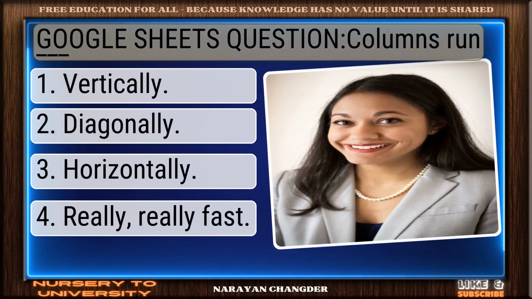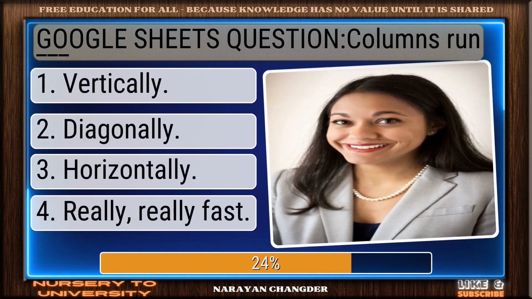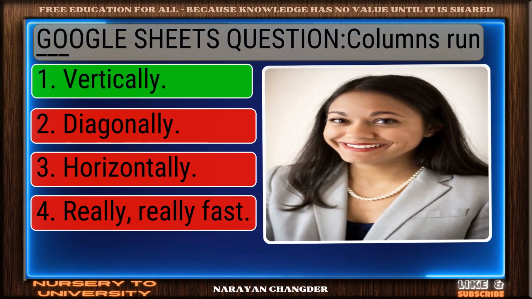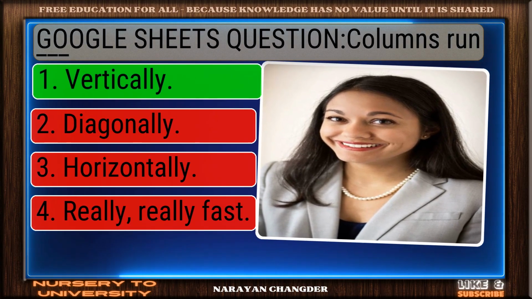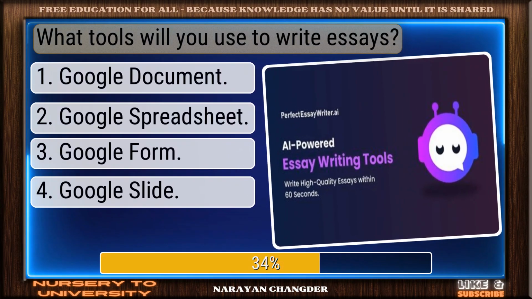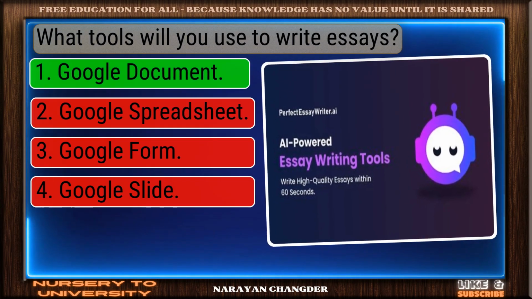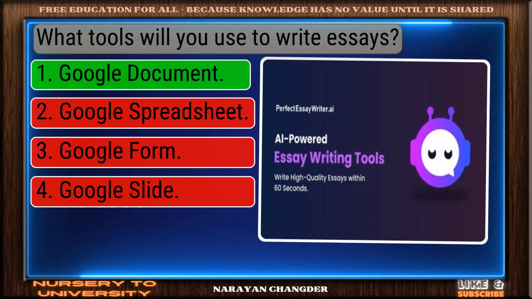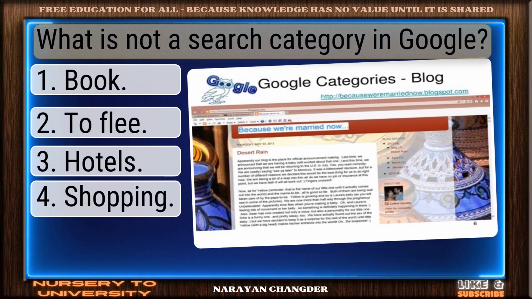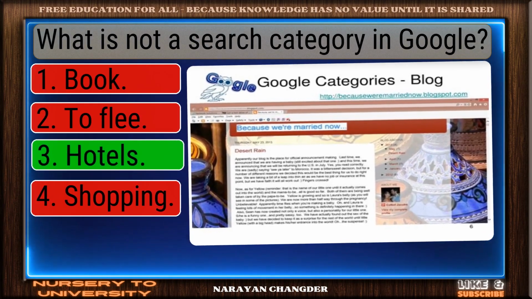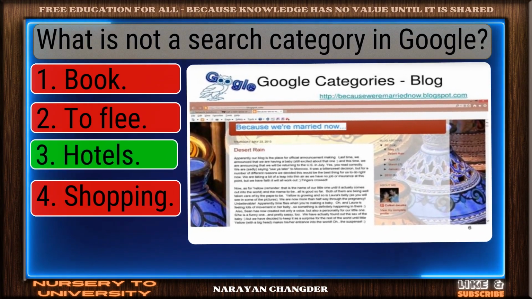Google Sheets question. Columns run Dash. Well picked. Vertically is the correct answer. What tools will you use to write essays? Solid response. Google Docs is a valid choice. What is not a search category in Google? Well done. Hotels is the right choice.